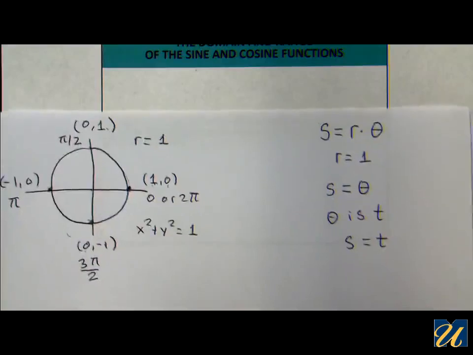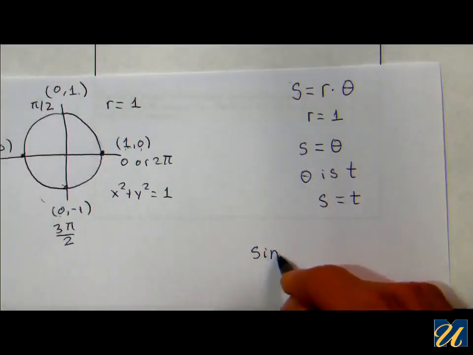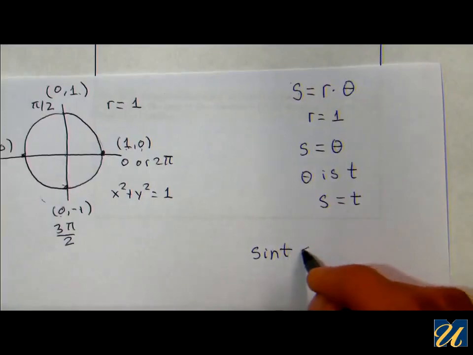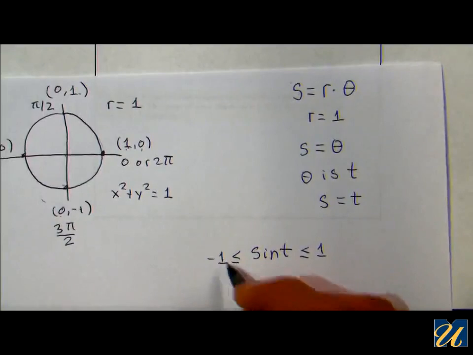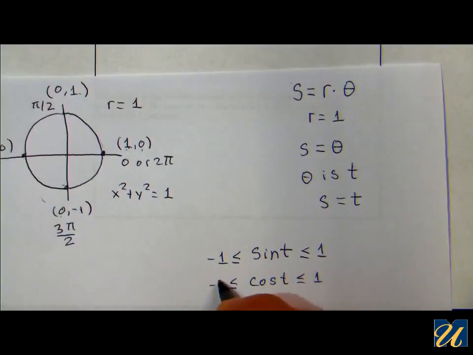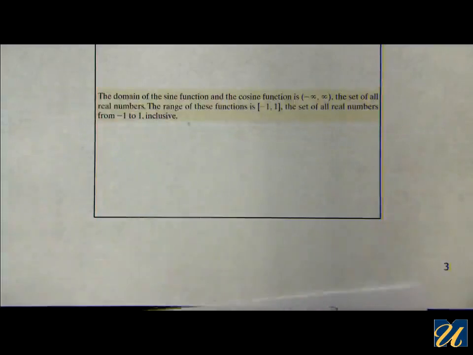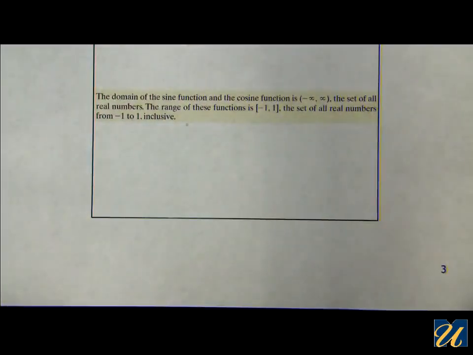So another way to say this is to say that the sine of t is always between plus 1 and minus 1, and the same thing for cosine is between plus 1 and minus 1. So that's a different way to say the same thing as it says here. Range is restricted between plus and minus 1.